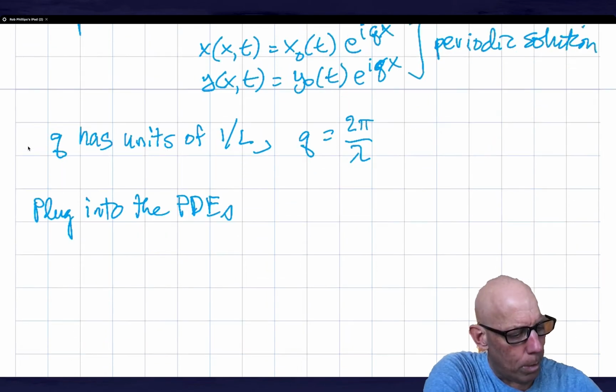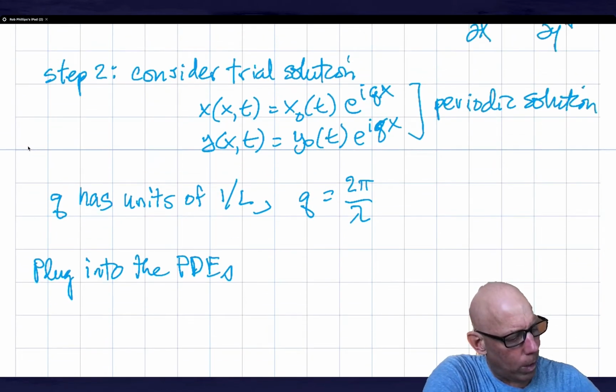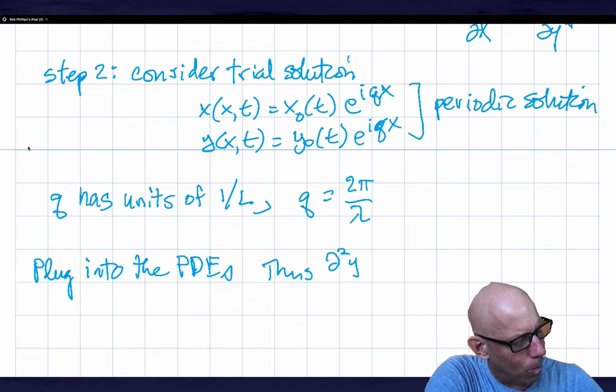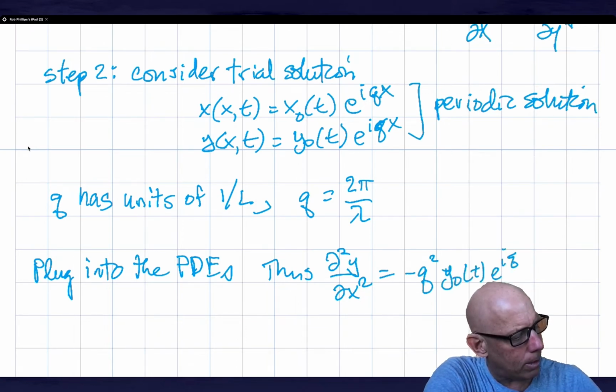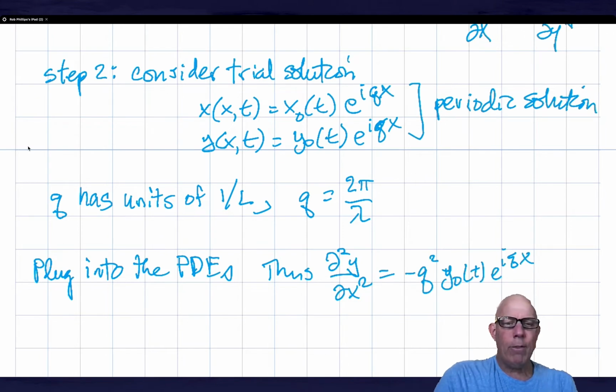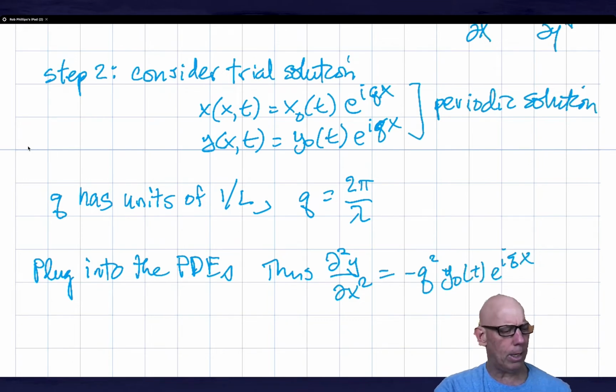Okay, so we plug this into the PDEs, and what I want you to see is that the second derivative, and I'm going to use the y one, d squared y by dx squared is minus q squared y0 of t e to the iqx. Why do I say that? Because every derivative I take with respect to x brings down an iq, and so if I have two, I get i times q times i times q, i squared is minus 1, and there you go. So you get this thing.